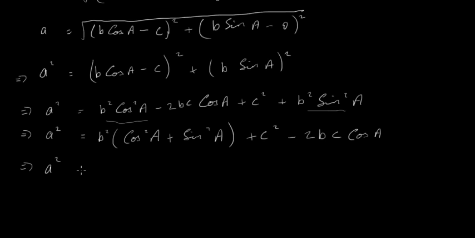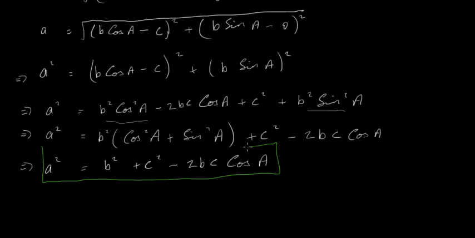Okay, so that's almost it then. So we've got a squared here. Now remember from a previous video, formula 1 that we did, cos squared plus sine squared is just simply 1. So 1 times b squared is just b squared. Here we have a plus c squared, and here we have a minus 2bc cos a. And that is it. That's exactly what we were asked to derive.